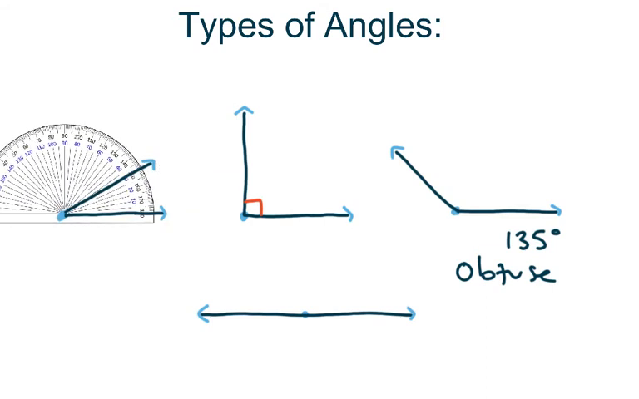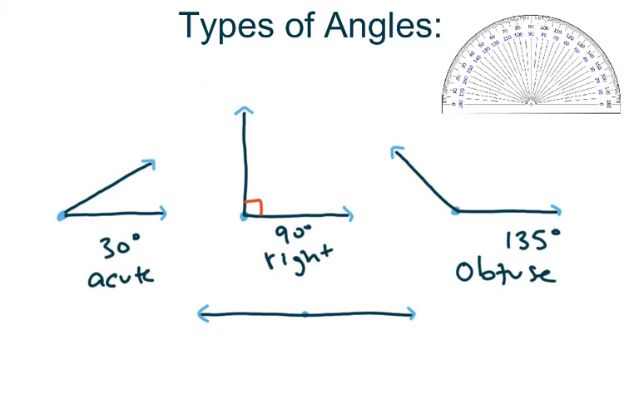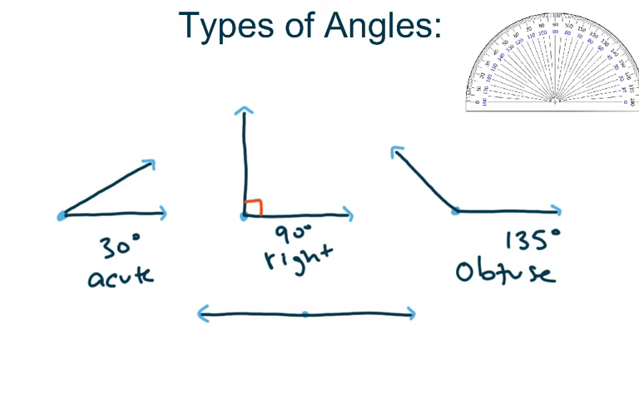Take a second and pause the video and see if you can figure out, looking at this protractor, how many degrees this angle measures. You should see that it measures 30 degrees. Since it's a 30-degree angle, this is an acute angle. So right angles are 90 degrees. Anything less than 90 degrees is called acute, and anything greater than 90 degrees is called obtuse. The way I remember that is acute little angles are little and less than 90.